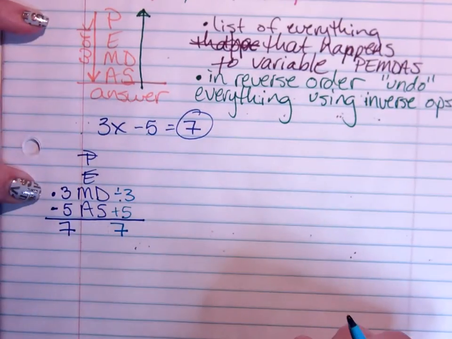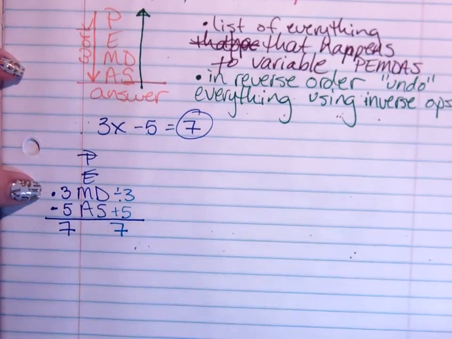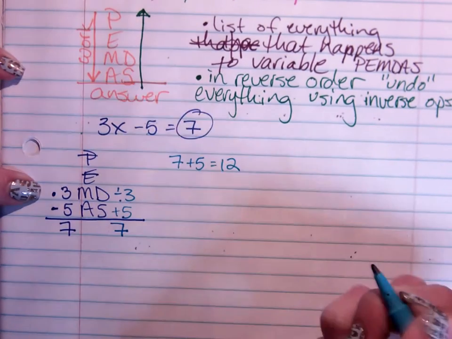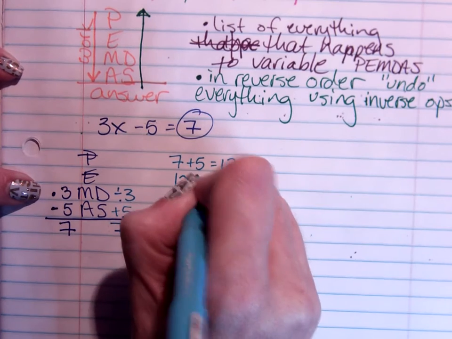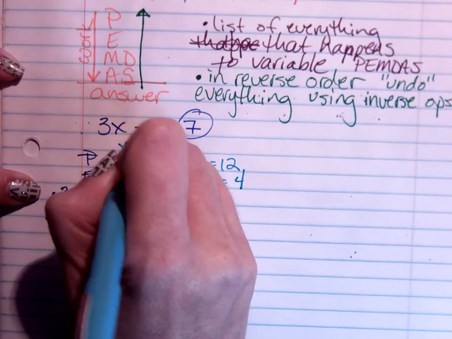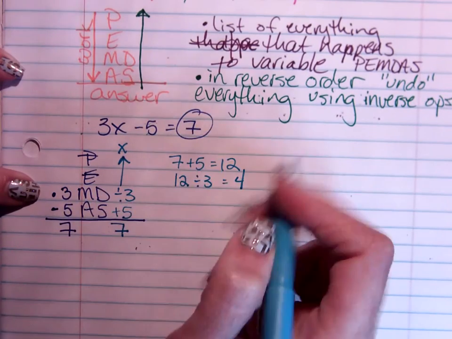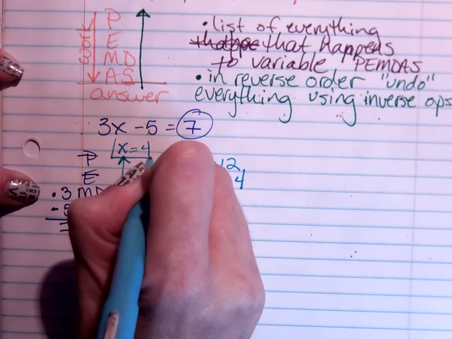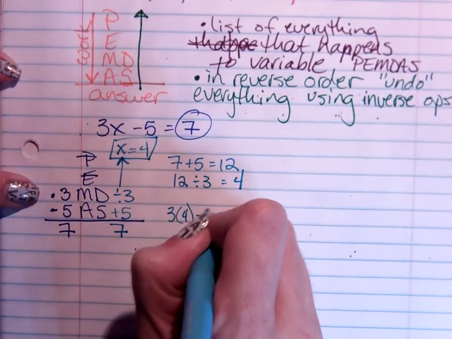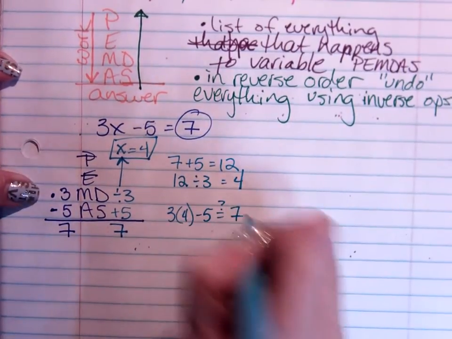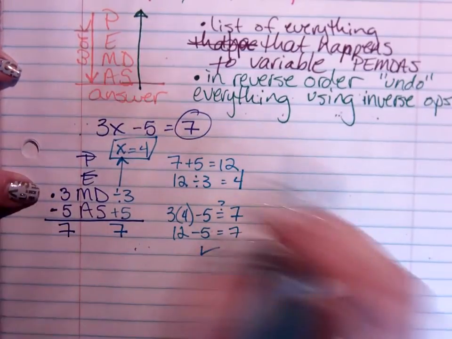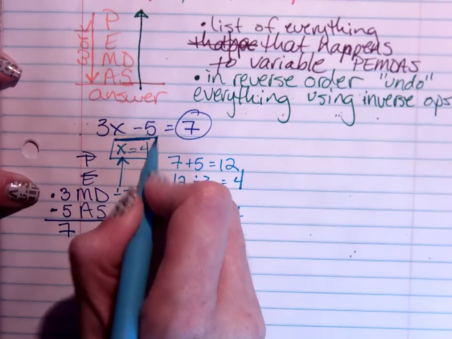And these are distinct steps. So when we get ready to work, I'm going to take 7 plus 5, that equals 12. And then 12 divided by 3 equals 4. So that tells me that my x should equal 4. And I can check that. 3 times 4 minus 5, does that equal 7? 12 minus 5, sure enough, it works. So we know we're good to go.